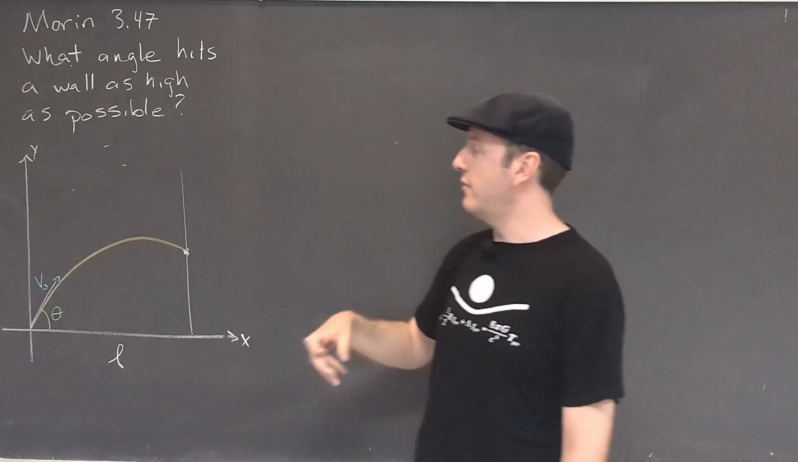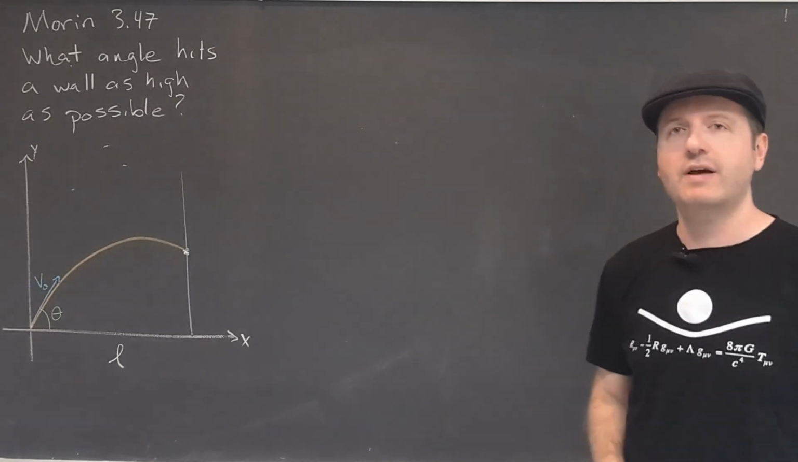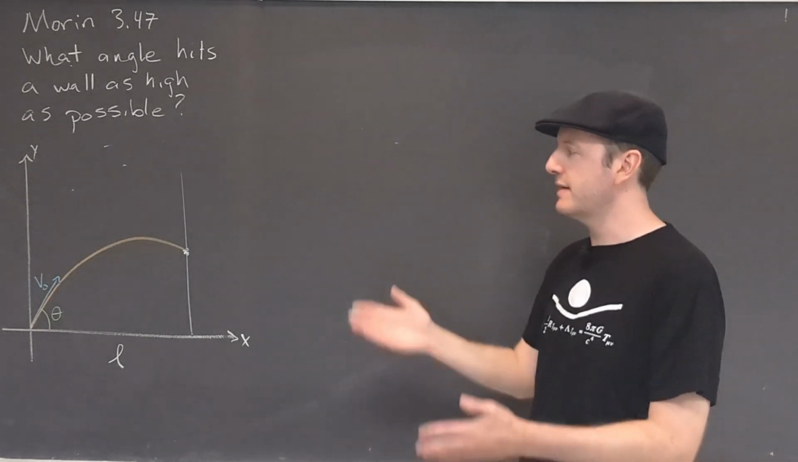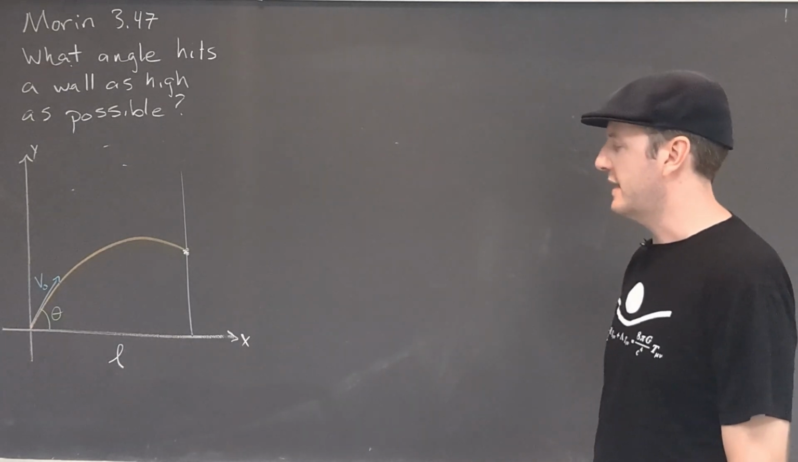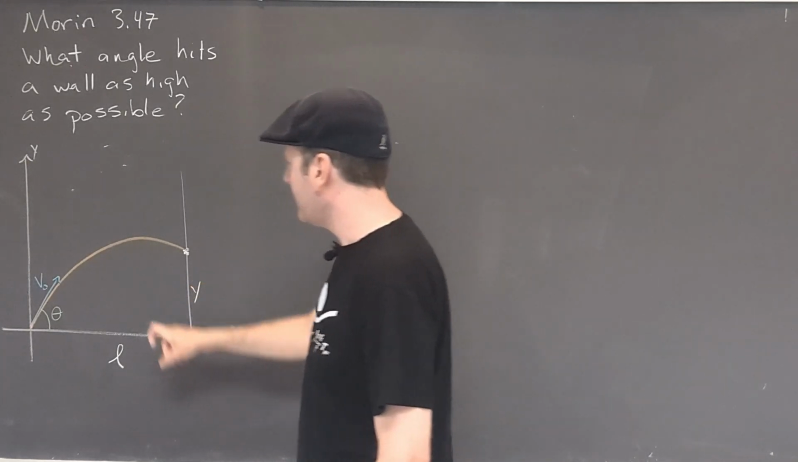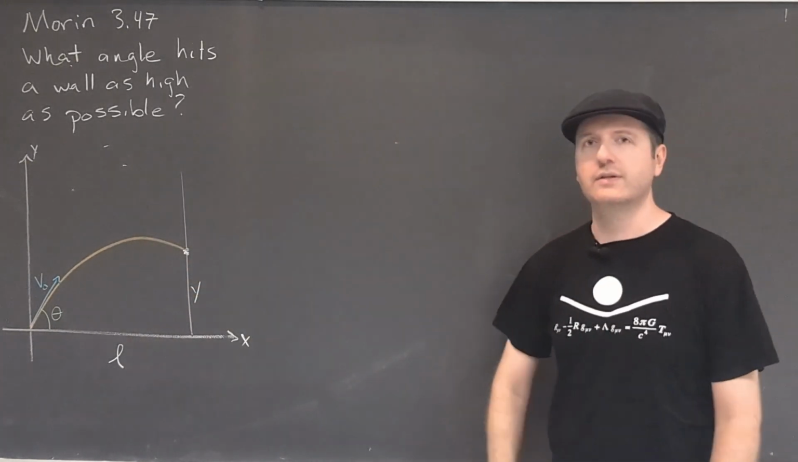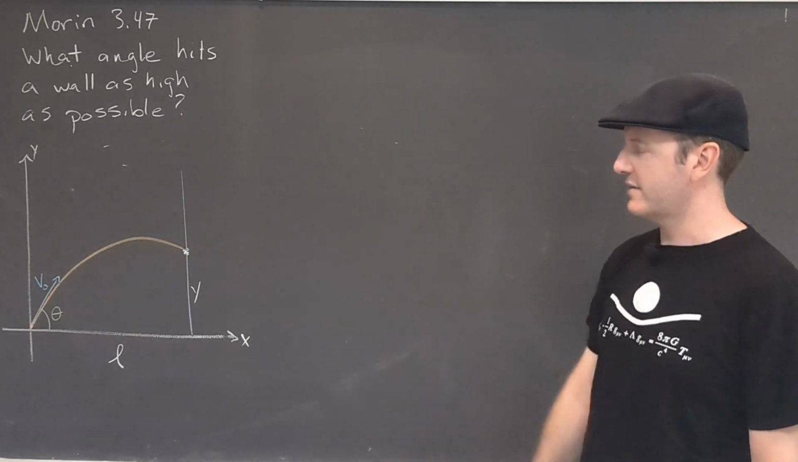Now we can't control how fast we throw it, so v naught is just going to be the launch speed. That's a fixed value, but we can control the angle. So the question is basically what angle should we launch this at to maximize that height. Okay, so let's go ahead and just call that height y. After all, it's the location on the trajectory that the projectile will have at position x equals L.